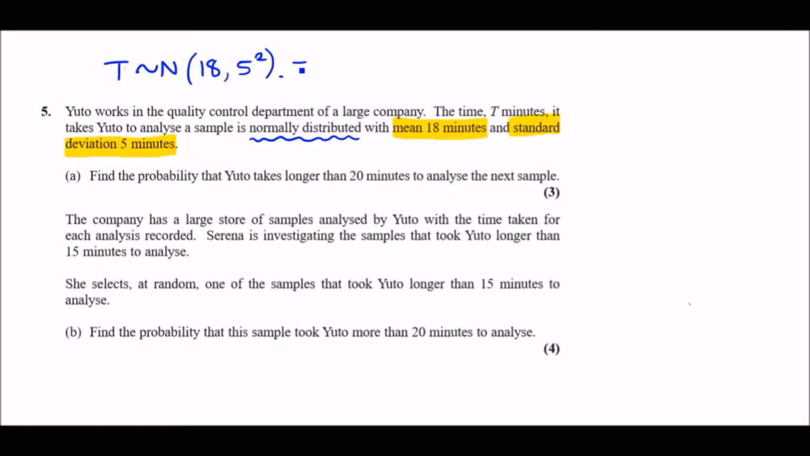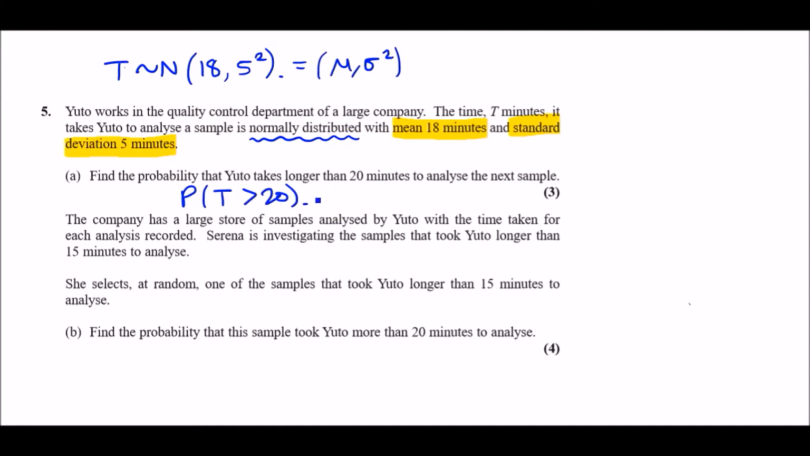Now this, just to make it clear, is represented as mu and sigma squared, where mu is the mean, sigma is the standard deviation. Okay, now let's answer part A. Find the probability that Yuto takes longer than 20 minutes. Now this is simply the probability that the variable T for the minutes is longer than 20. That's exactly what they want us to find.